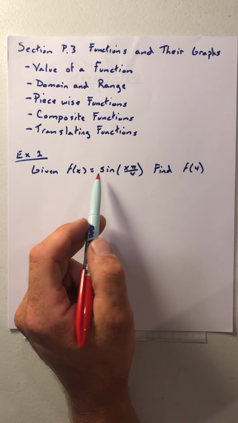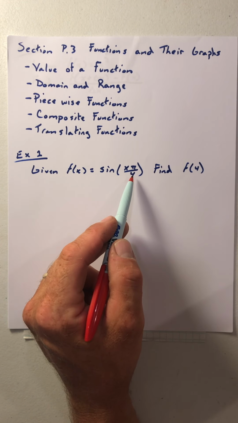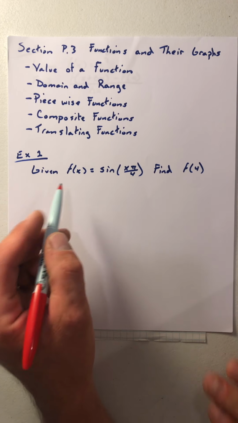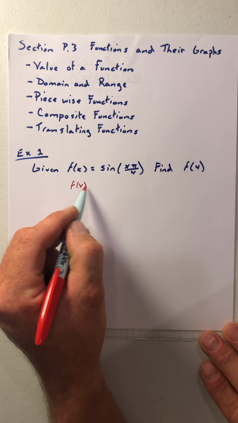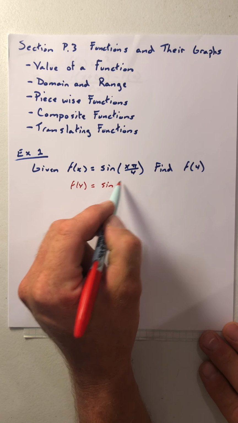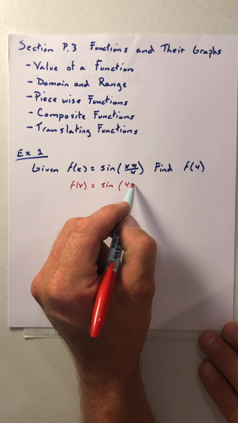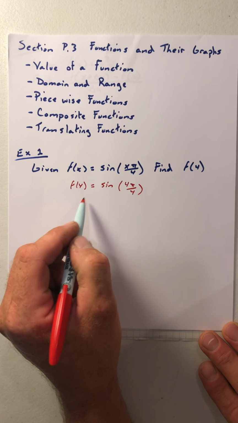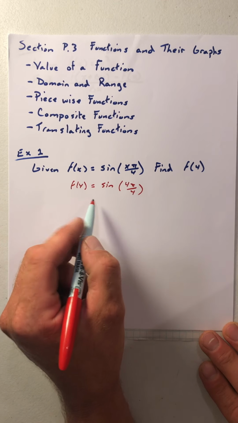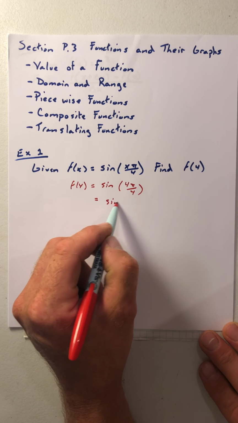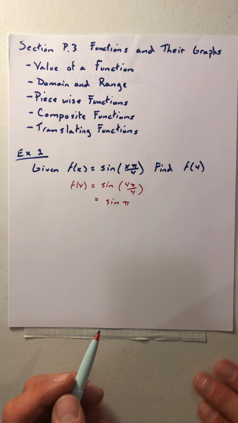If we give you f of x equals the sine of x pi over 4, can we find f of 4? So if you recall, to find f of 4, we're going to take that x value out and we'll replace it with a 4. So we're looking at the sine of 4 pi over 4. We can simplify that to just the sine of pi.